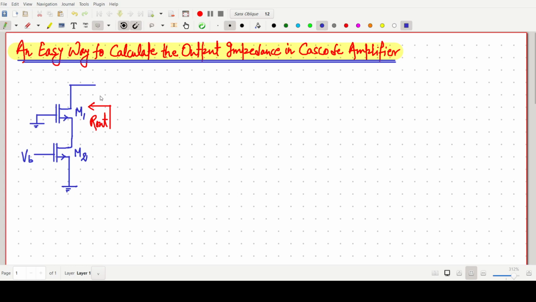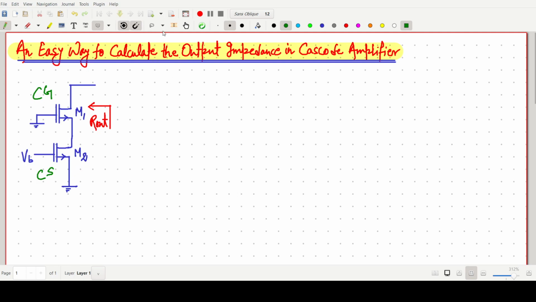This one is basically a cascode amplifier, in which the upper one is a common gate amplifier and the lower is a common source amplifier. The combination is nothing but simply our cascode amplifier, which exhibits very high input impedance and a voltage gain which is approximately double. Our main focus is to find out the output impedance using this cascode amplifier.